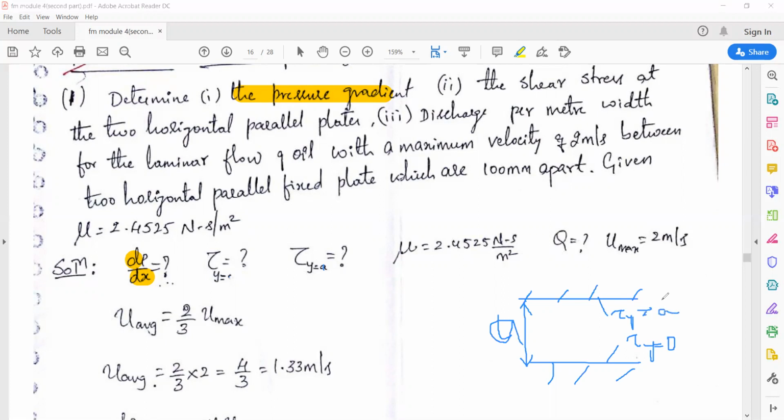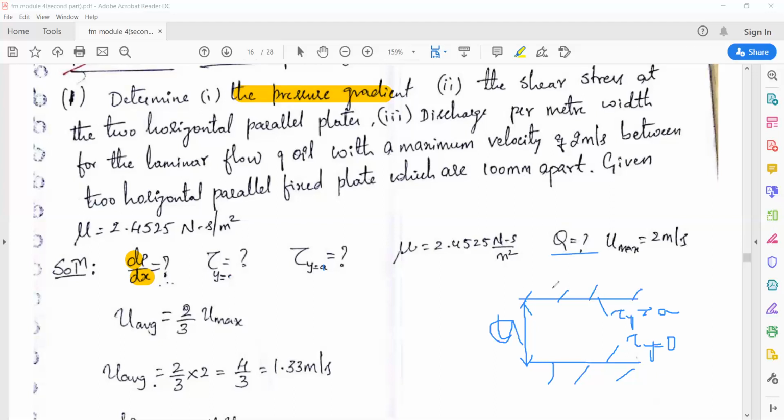You need to calculate the shear stress at two horizontal parallel plates, so tau at y is equal to a and tau at y is equal to 0, and the discharge per meter width for laminar flow of oil. Discharge is denoted by Q; you need to calculate the value of Q.